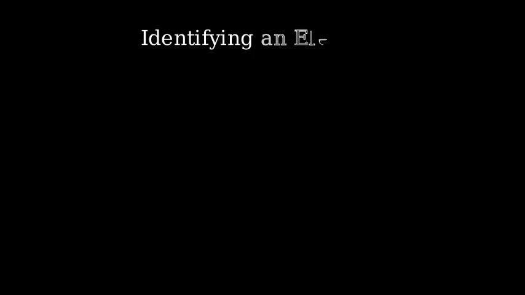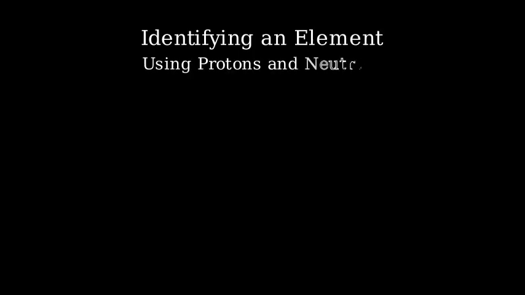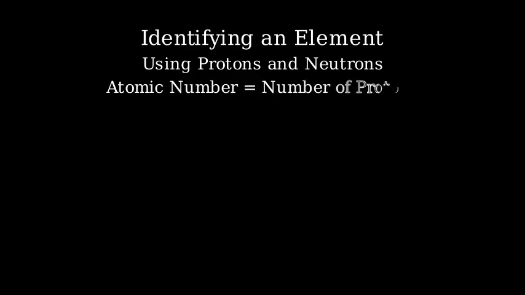Let's explore an element that has 10 protons and 10 neutrons. First, recall that the number of protons, also known as the atomic number, determines which element we're dealing with. Looking at the periodic table, we can see that an element with 10 protons is neon, symbol Ne. Here it is, atomic number 10.